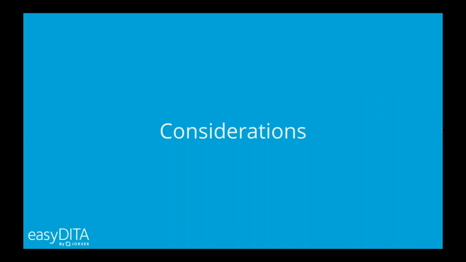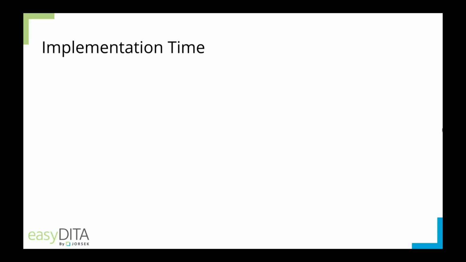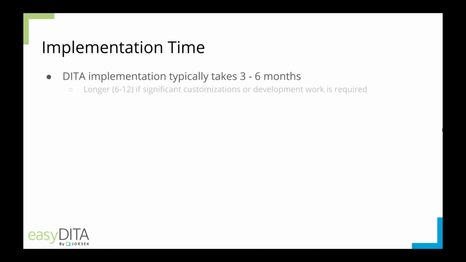Now, some considerations. We've talked about all the warm fuzzies and all the amazing things you can do with DITA, but there are also some considerations that need to come into play. And there's some things you do need to look at the onset. So, implementation time. Now, we've seen in our personal experience, and obviously this varies so much based on company, but a typical DITA implementation can typically take about 3 to 6 months. In some instances, it can take a little bit longer, as much as 6 to 12 months, especially if there are significant customizations or further development work is required. That's a difficult question to just have answered in a webinar format, because like always, the answer is the dreaded, it depends. But these are some ballpark figures for what we've seen in our experience.